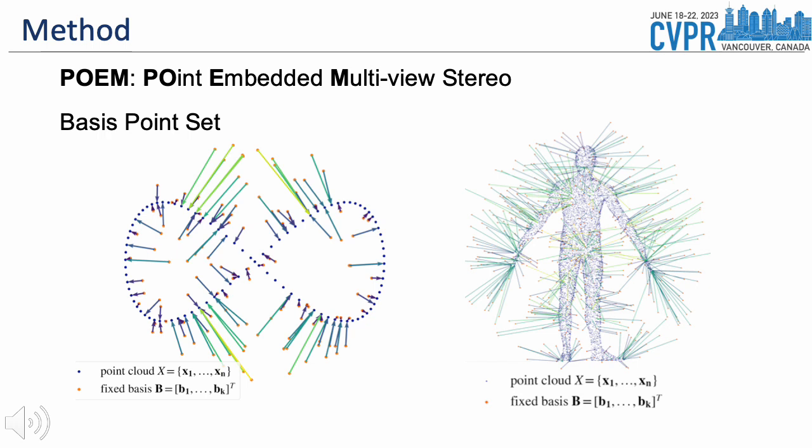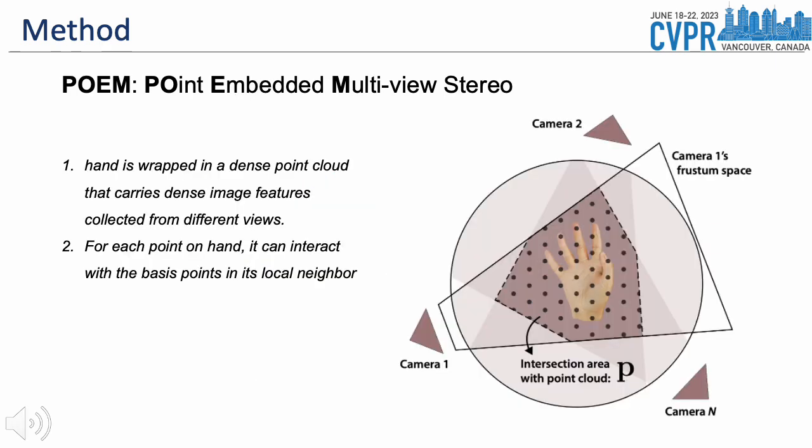Our method is called POEM, and its core is a multi-view stereo space embedded with points. Our inspiration for this came from the basis point set, which bases on a simple yet effective idea that a complex 3D shape can be represented by a fixed set of points, BPS, that wraps the shape in it. If we consider the intersection of different cameras' frustum spaces as a point cloud, and the hand's vertices as another point cloud, then the intersected space is the basis point set for hand vertices. This expression has two advantages. First, the hand is enveloped by a dense point cloud, which contains holistic multi-view features. Second, each point on the hand can selectively fuse features with points in its surrounding neighborhood, providing local properties.